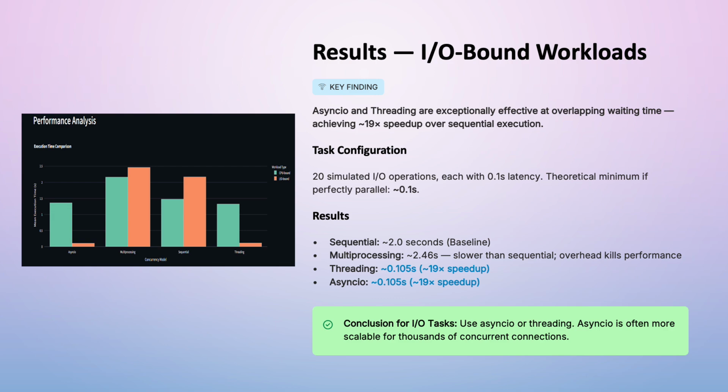The IO bound results showed a completely different pattern. The sequential baseline took about 2 seconds for 20 simulated tasks. Both threading and asyncio achieved approximately 0.1 seconds, a 19-fold speedup, because they effectively overlapped the wait time. Multiprocessing, however, was actually slower than sequential due to the overhead of creating separate processes for lightweight I/O tasks. So for I/O, use threading or asyncio, not multiprocessing.